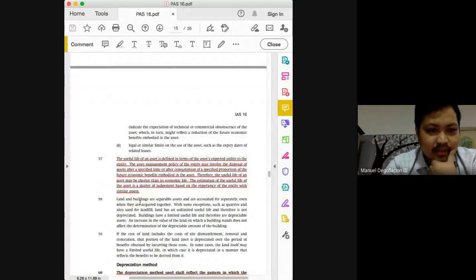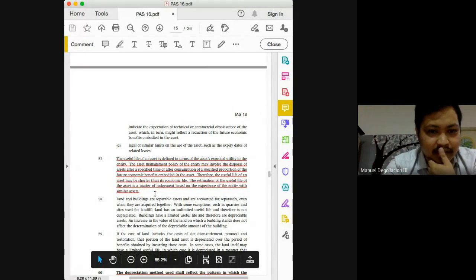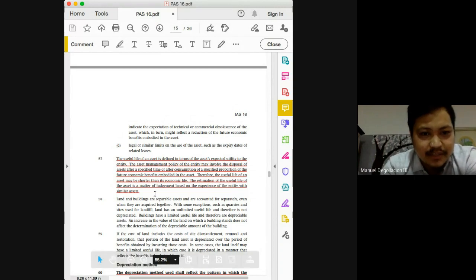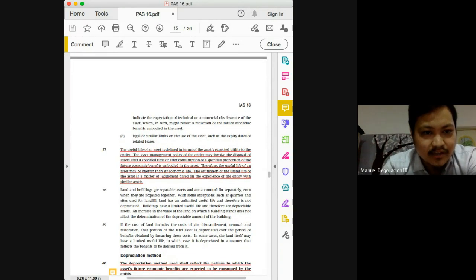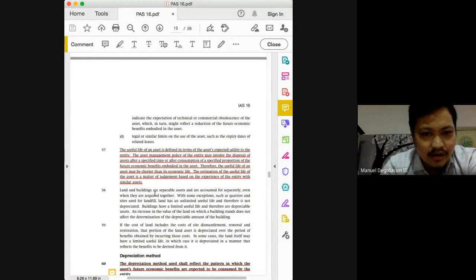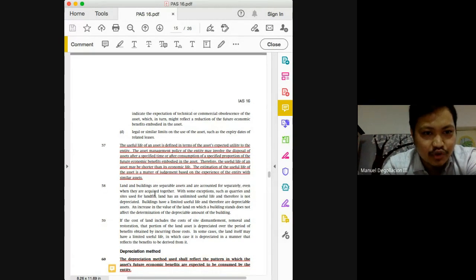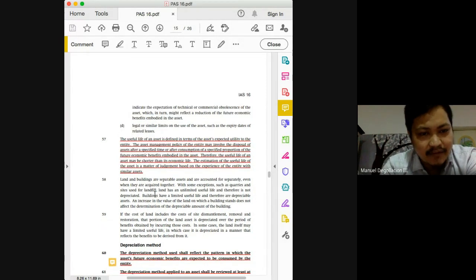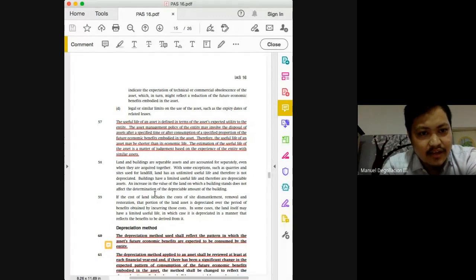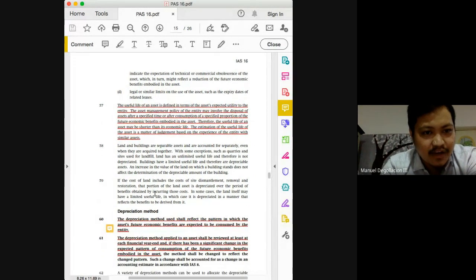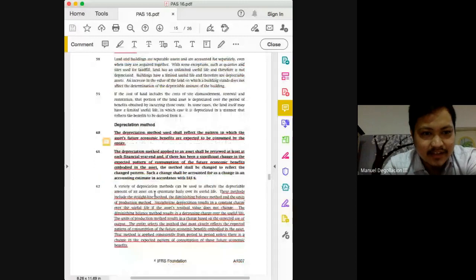Paragraph 57 is about the useful life of an asset. It is defined in terms of the asset's expected utility to the entity. The useful life of an asset may be shorter than its economic life. The estimation of the useful life of the asset is a matter of judgment based on the experience of the entity with similar assets. So a very important takeaway here: the useful life of an asset may be shorter than its economic life. In that case, of course, you will follow the useful life in depreciating the asset.